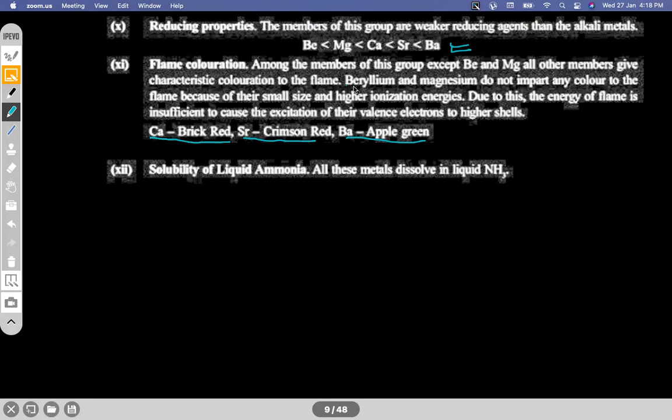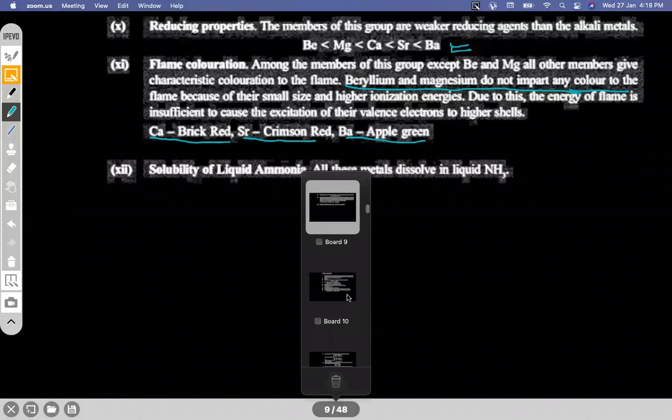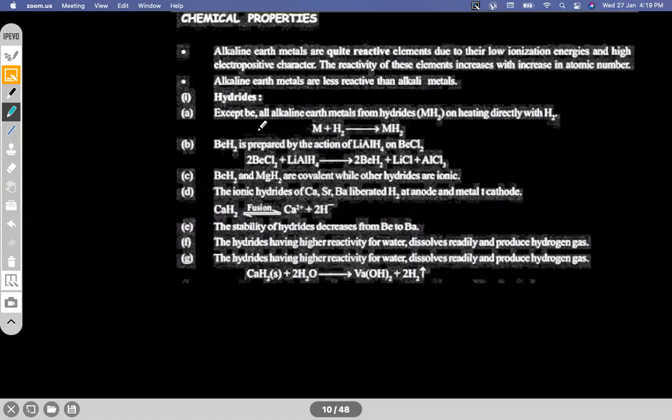This also, you see, beryllium and magnesium do not impart any color to flame because of the small size and high ionization energy. Chemical properties: alkaline earth metals are quite reactive due to their low ionization energy and high electropositive character. The reactivity of these elements increases with increase in atomic number, as ionization energy decreases. But it is less reactive than alkali metals.